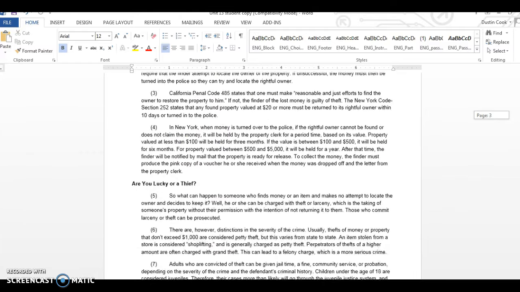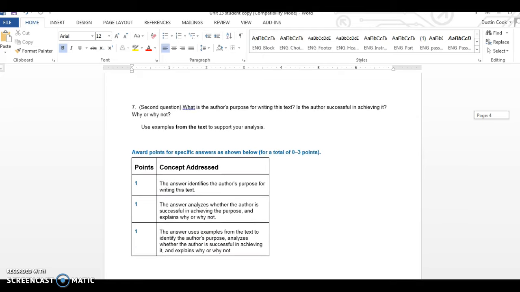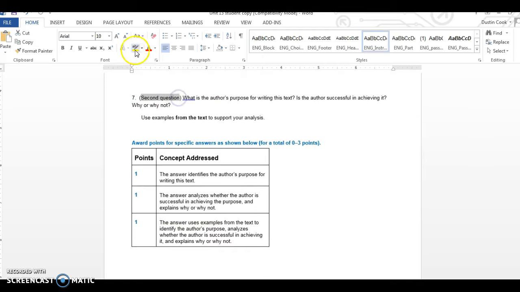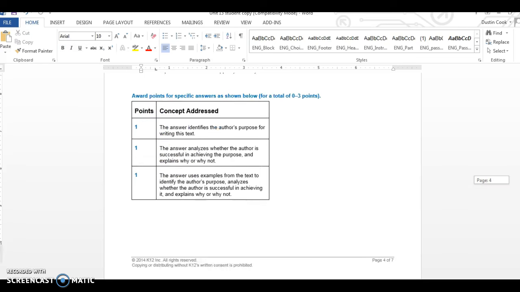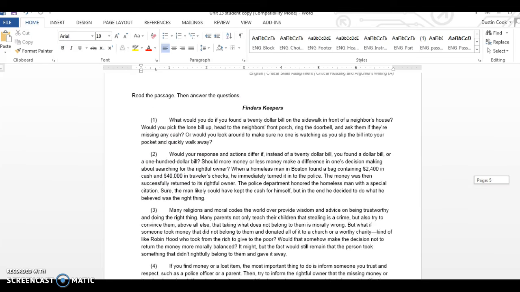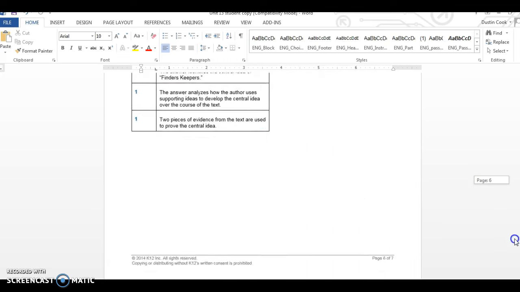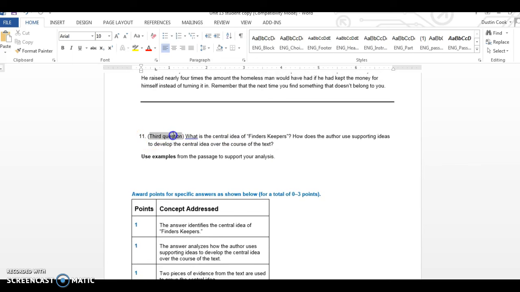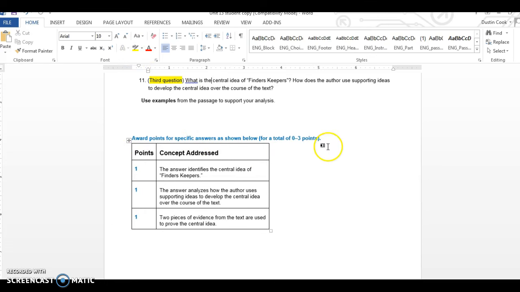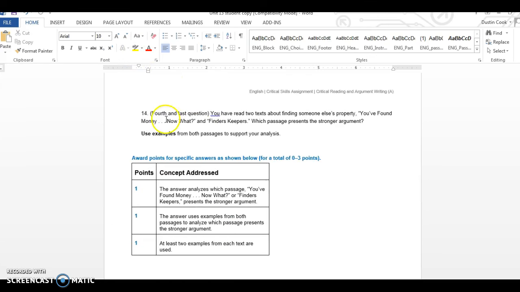Then we have You Found Money, Now What? And then again, a single question for it, which was question number 7, which is actually the second question. And again, use examples from the text. I bolded from the text, and then again I gave you a rubric that basically functions as a checklist. I want to give you points for what you do have. Here's Finders Keepers. Another question. I skipped down straight to 11, which is your third question, and again I'm providing you a rubric or a checklist, however you want to consider it. And then the 4th and final question was number 14, and again I'm giving you a rubric.